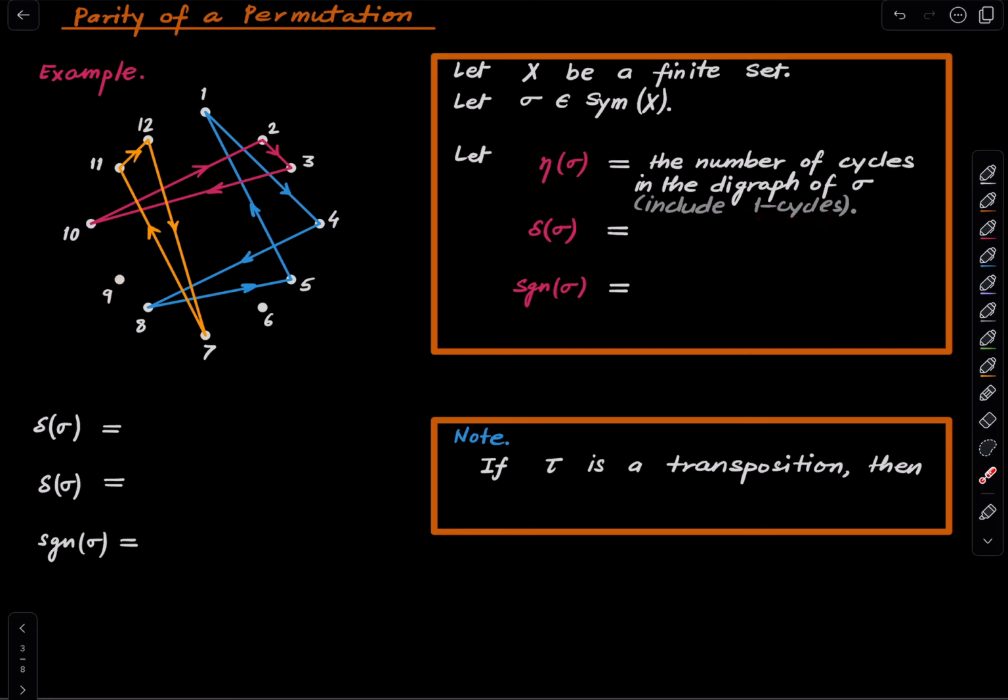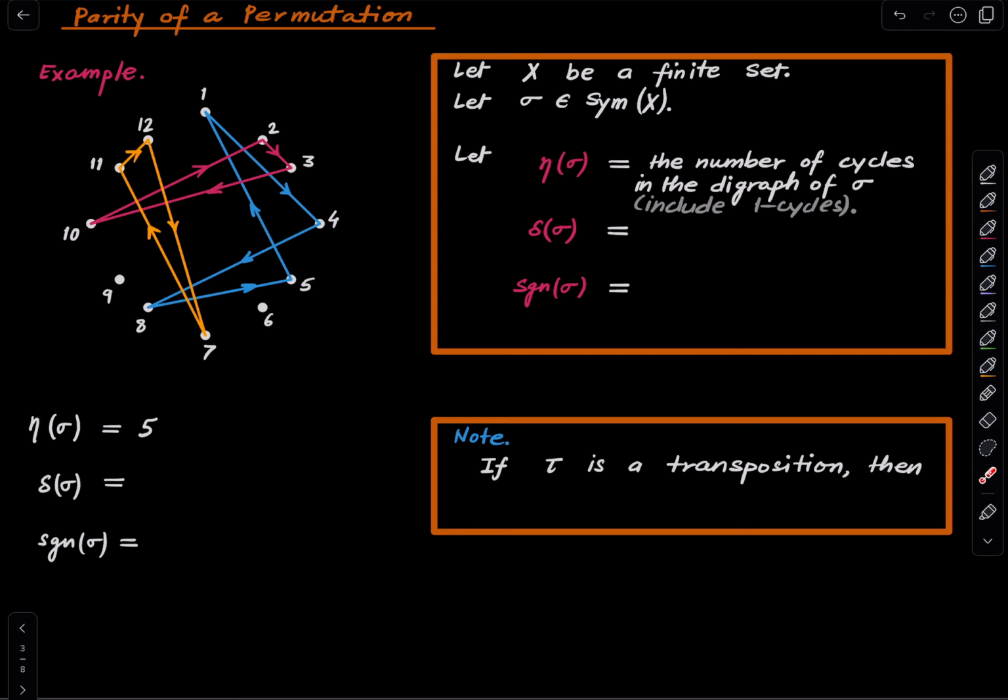Okay, so what is eta sigma in the example that we have above? Well, there is 1 blue cycle, 1 red cycle, 1 orange cycle, and 2 1 cycles. So it's a total of 5. Right? 1 plus 1 plus 1 plus 1 plus 1. So there are 5 cycles in the digraph of sigma.